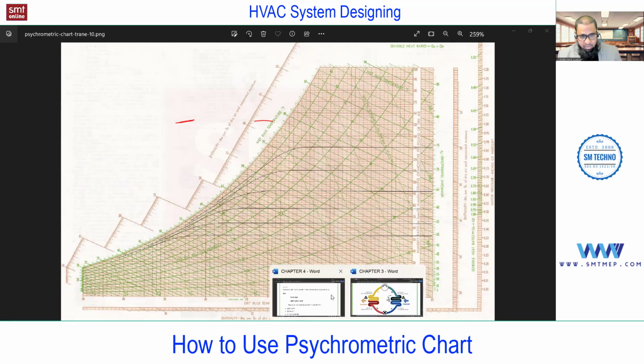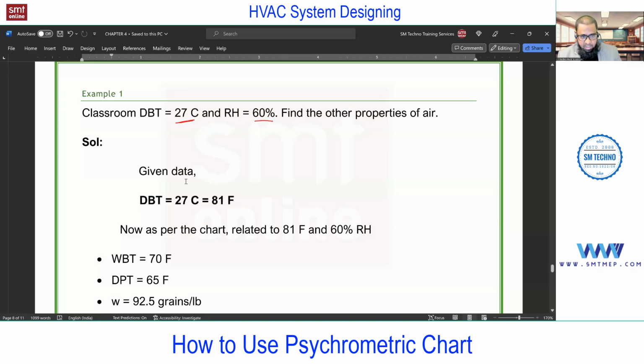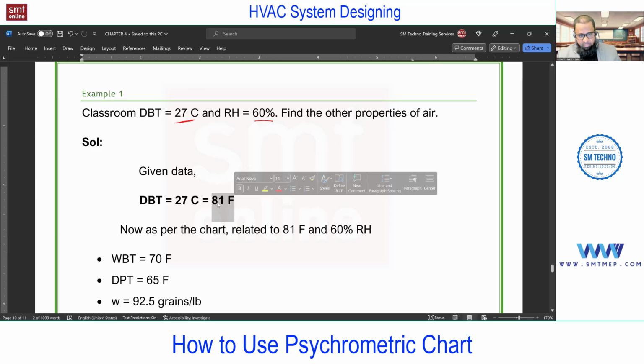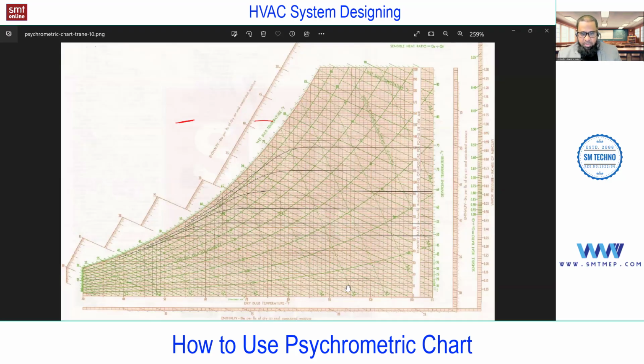And here a quick conversion is required. So 27 degrees centigrade, if you convert into Fahrenheit, you know the conversion already discussed: F equals 1.8 C plus 32. So I got 80 point something, rounded off to 81 degrees Fahrenheit. So now I have two properties: one is the dry bulb, second is the RH. Let me use the psychrometric chart carefully on screen. Very simple.